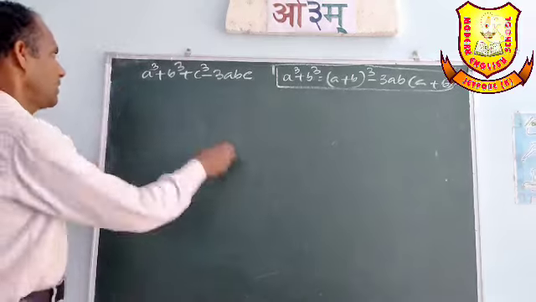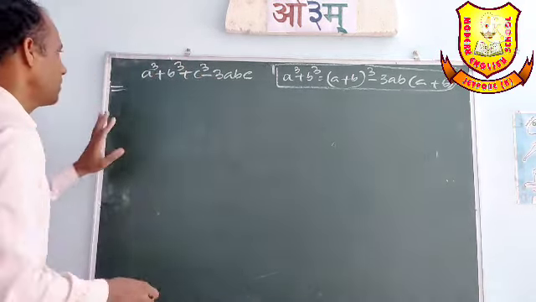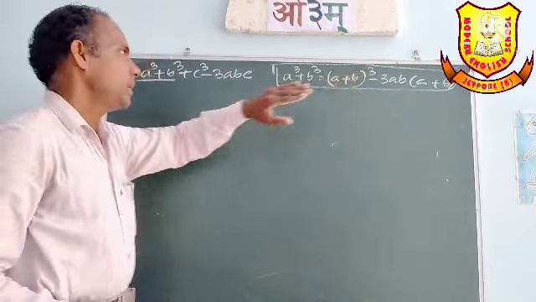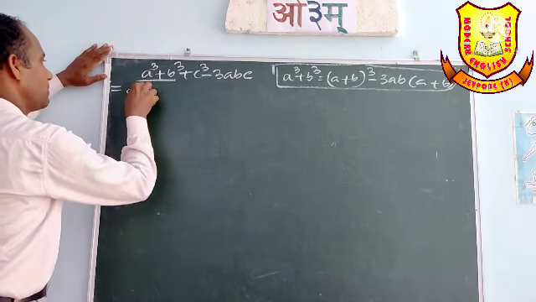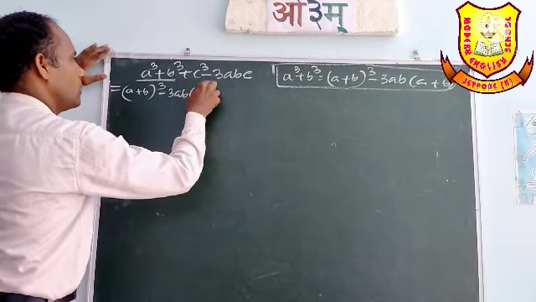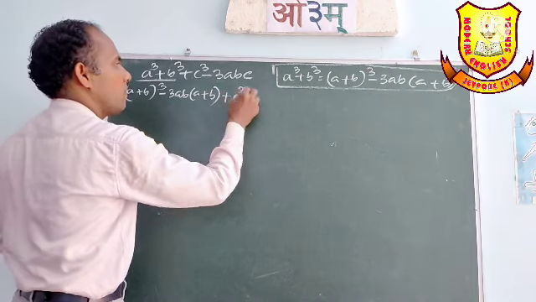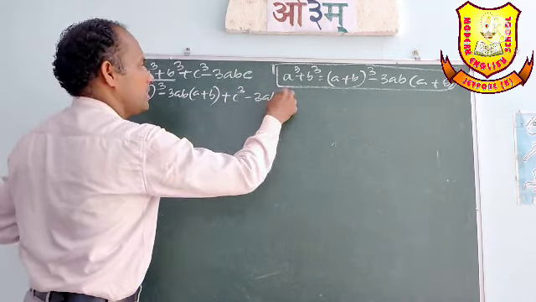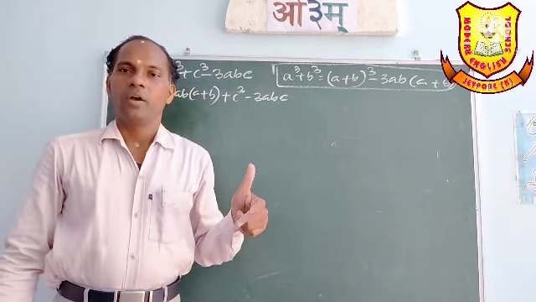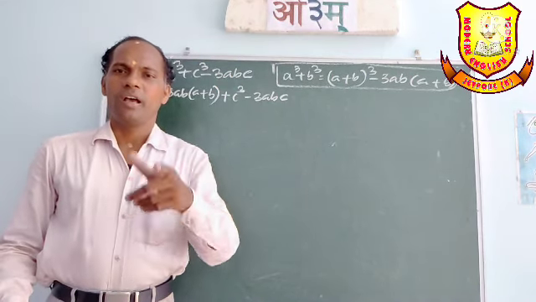Now start. a cubed plus b cubed plus c cubed minus 3abc equal to, here a cubed plus b cubed we have to write. That one I wrote: a cubed plus b cubed equal to (a plus b) whole cubed minus 3ab whole into (a plus b). Then after that, as usual, we have to write c cubed minus 3abc. Yes, it is clear. Okay, this step everybody understood?